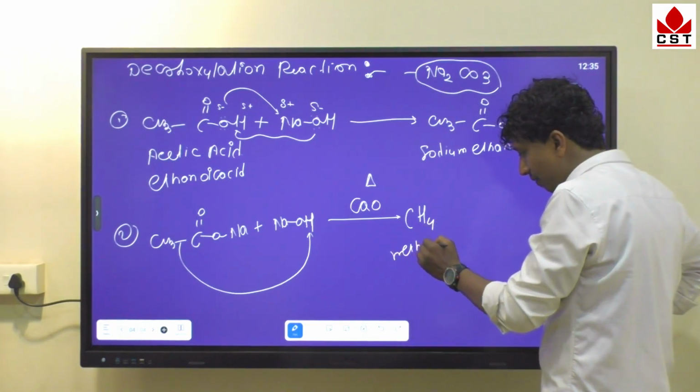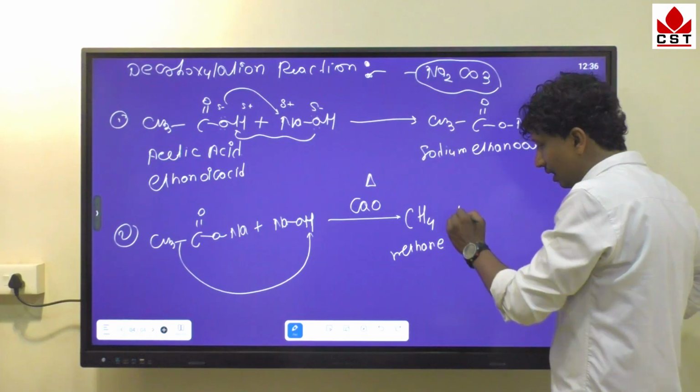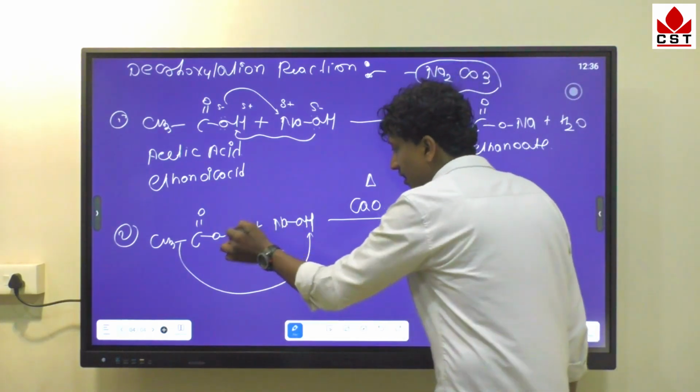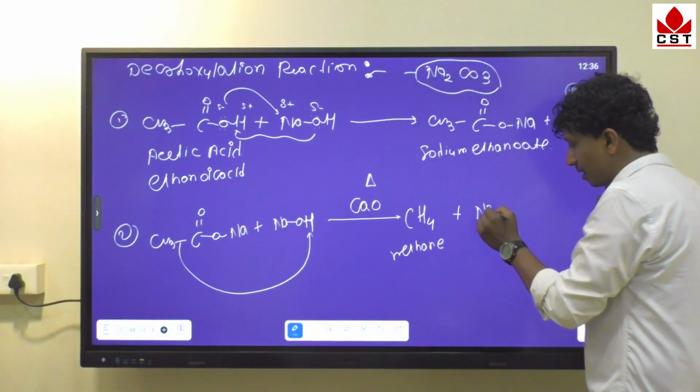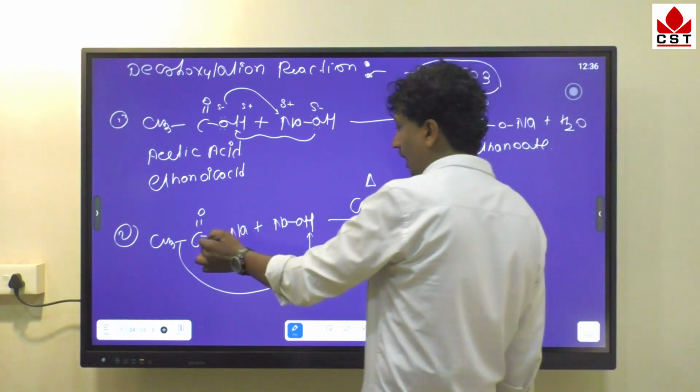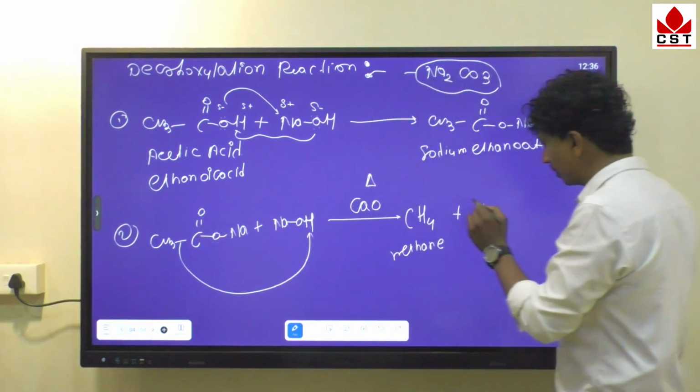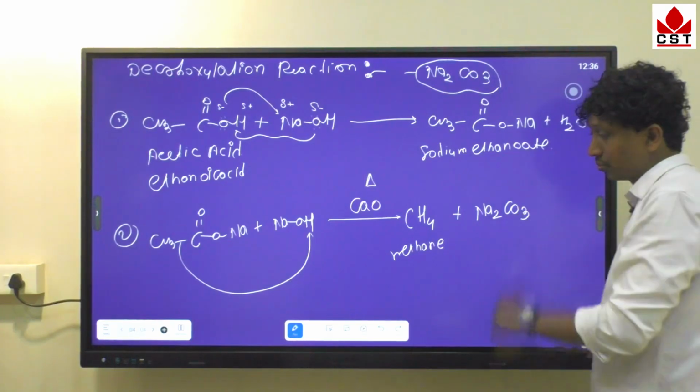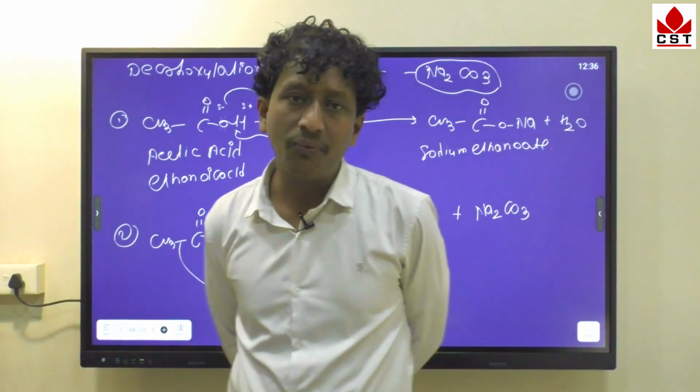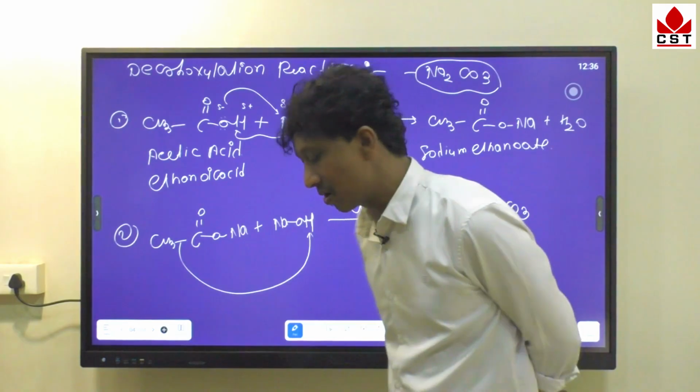This is your final product, methane. In the reaction there is a minus Na2CO3. This is your final product of that decarboxylation reaction.